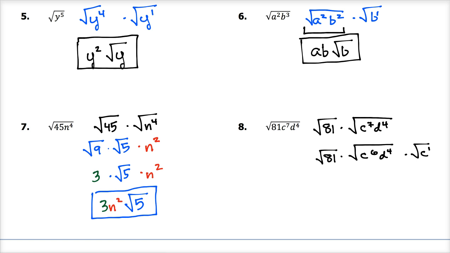So let's simplify now. We know radical 81 is just 9. Radical c to the 6th would be c cubed, and radical d to the 4th would be d squared. So I have c cubed d squared here, and then at the end I just have this radical c. So my final answer is 9 c cubed d squared radical c.